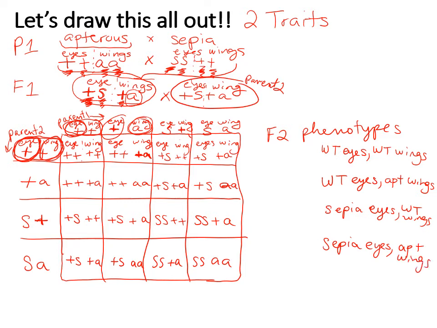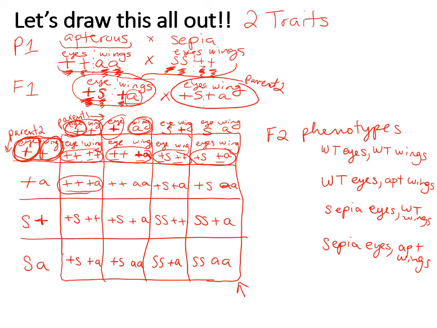Okay, and so we're going to look at our little squares on this Punnett square. We're going to look at the individual little squares to figure out which ones have wild type eyes, wild type wings first. Okay, so we have 1 wild type eyes, wild type wings. What we're doing is we're looking for any of the ones that for both traits have at least 1 plus symbol, because that's dominant. 2, 3, 4, all of these, notice each trait has at least 1 plus symbol. Okay, so that's 4 wild type.